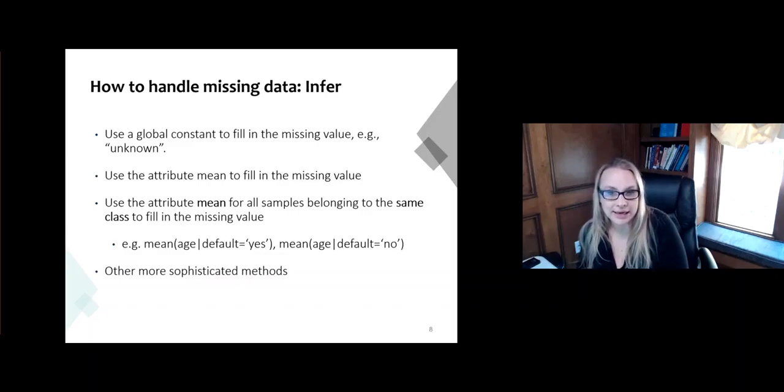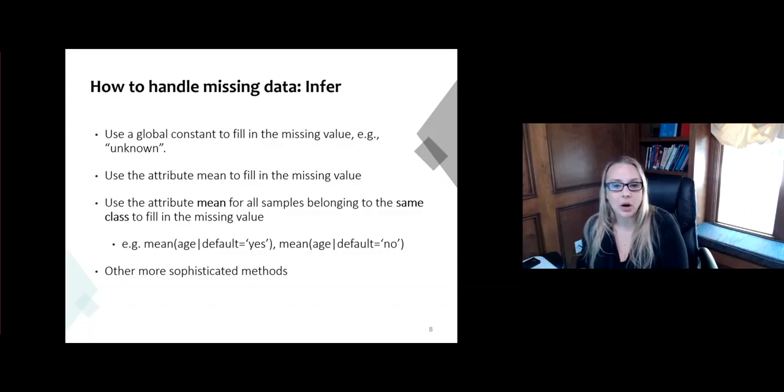Another way to handle the data is to infer those missing values. You can use a global constant to fill in missing values. For example, you can just say it's unknown. Or you can even use the mean for all samples belonging to the same class to fill in those missing values. For example, you could be looking at age. You take the mean age when the default is yes, or the mean age when the default is no. So if it is no, you take the mean for those who did not default, and if it is yes, you take the mean age for those who did.